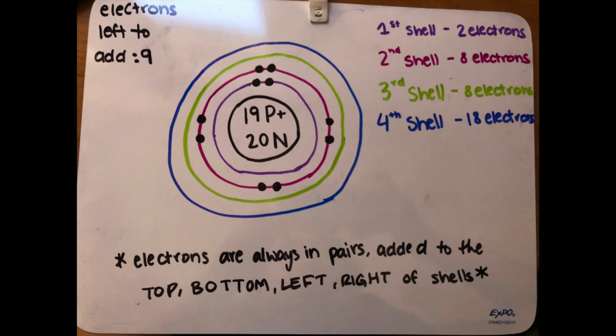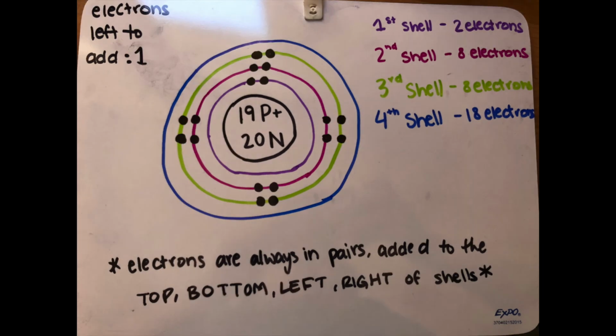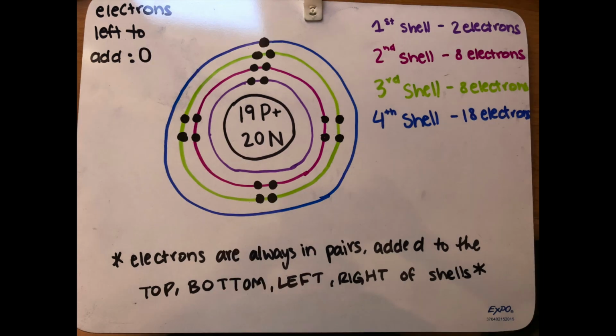The second valence shell can hold up to 8 electrons, which have been added. This leaves us with 9 more electrons to add. The third shell can hold 8 electrons as well, which have been added to the diagram, and now we only have 1 electron left to add. After adding this last electron, we now have our complete Bohr Rutherford diagram for the element of potassium.